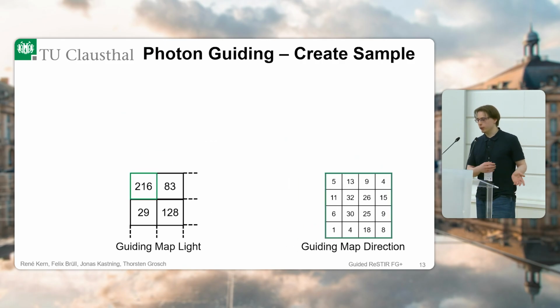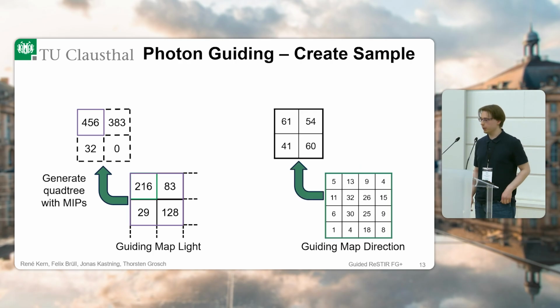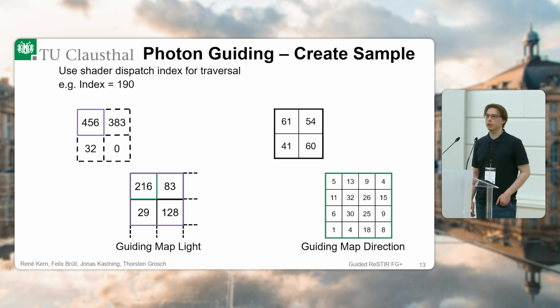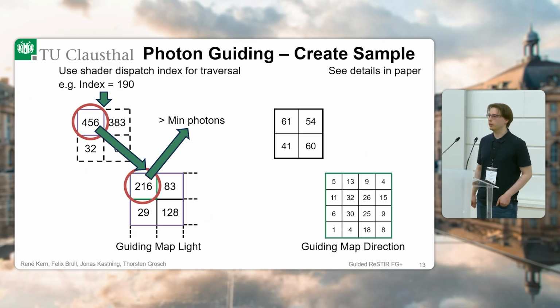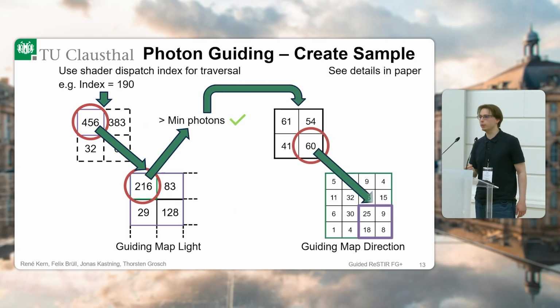So now to create an actual photon sample with these guiding maps, this is pretty simple. We generate a quad tree using mip-maps, so just the sum of 4 pixels for the next level, and then use a unique shader dispatch index to create a sample. This will basically traverse the quad tree until it lands at a light, and this light will be selected. And again, we need to check if this light uses directional guiding. If it does not use directional guiding, we use a random direction at this point. But if it uses directional guiding, we continue traversal until we reach the bottom of the directional guiding map, and then we also apply a subpixel jitter so we don't get any discretization artifacts.